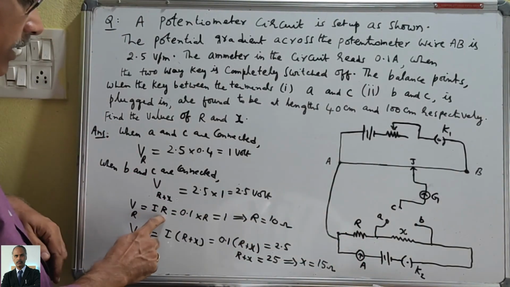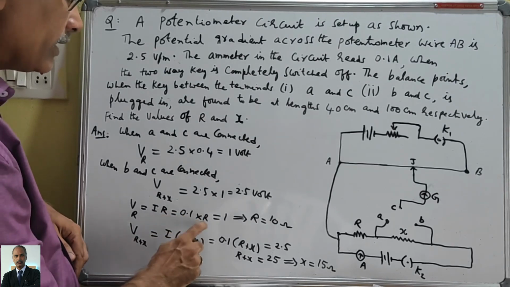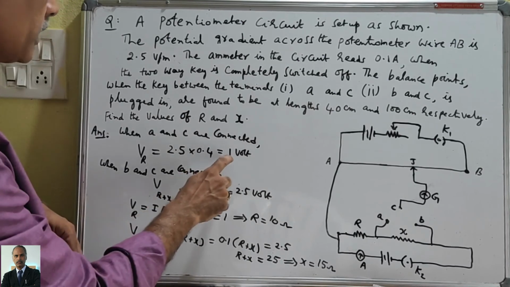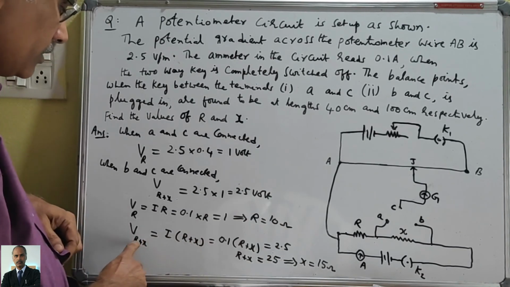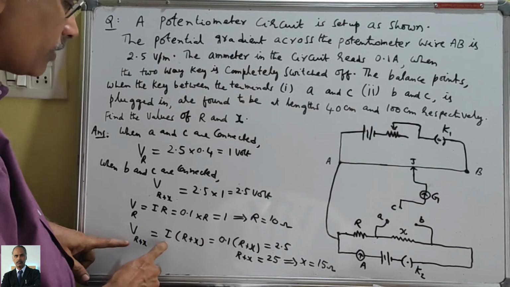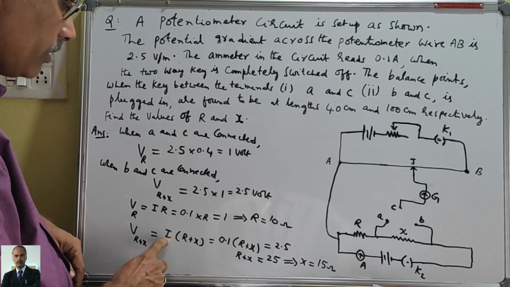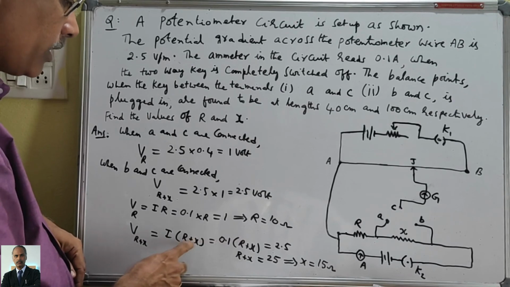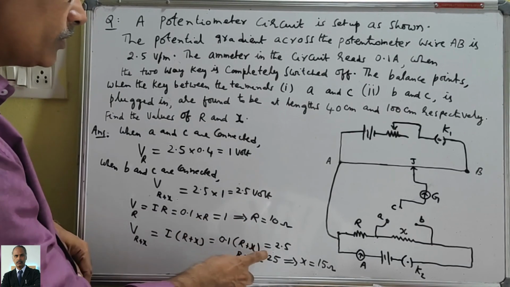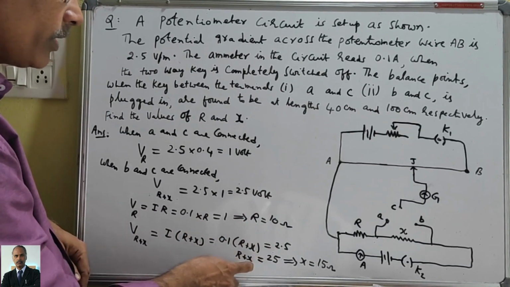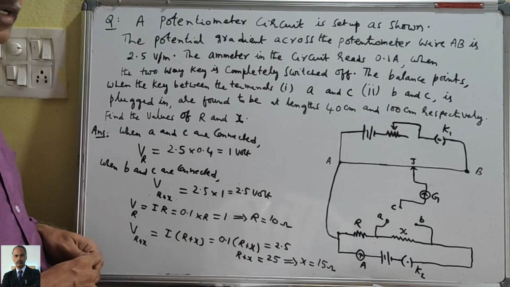Potential difference V is equal to IR. I is 0.1. So 0.1 into R. And this potential difference already we calculated as 1 volt. So this is equal to 1. From that you are getting R is 10. Similarly, potential difference across R plus X. Again V is equal to IR. So I into R plus X. I is given as 0.1. So 0.1 into R plus X, that already we have calculated here, that is 2.5 volt. So equate it to 2.5. From this you are getting R plus X is 25. From there X is 15 ohm. Okay, thank you.